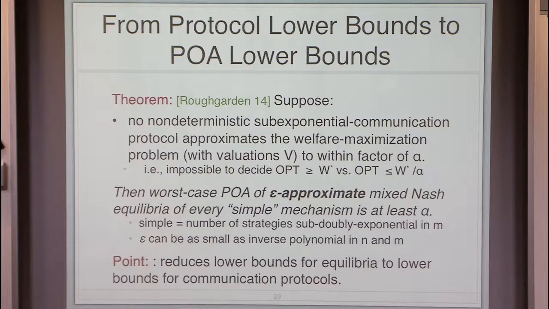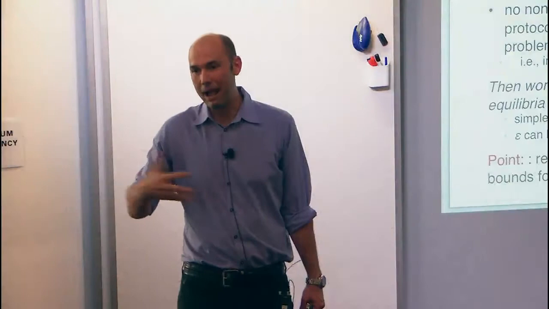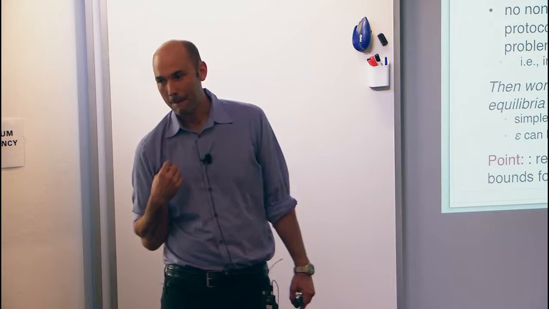Is it really about the number of actions or about the amount of communication that happens in the mechanism? Well, here's what's really going on. Think of taking an action as basically communicating log of the number of actions bits about yourself. So if you have lots of actions, then a single action can communicate a lot. Somehow in the reduction, in the proof of this theorem, that's the mapping that happens. If you look at something like a double auction, where I actually respond to what other agents are doing, yeah.